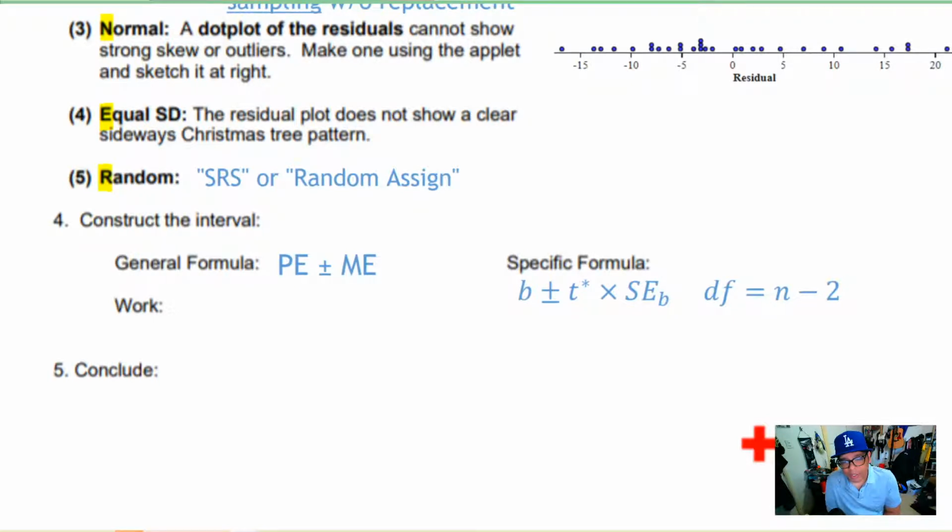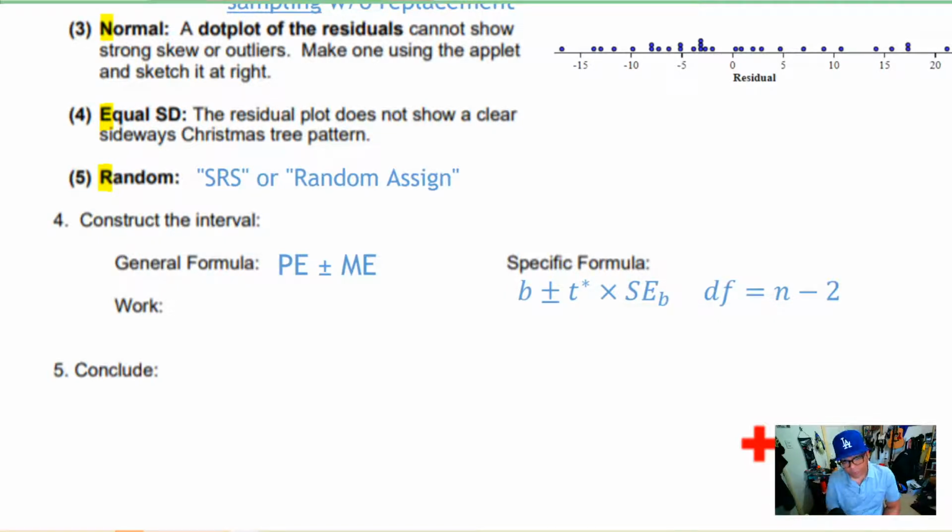Now you may notice here that almost every part of this specific formula can be read from the charts that we were looking at with the previous Stats Medic and its Check Your Understanding. B, of course, is the slope of the regression line. T star is the same T star that we've been using. And SEB is a number that we find in the chart.